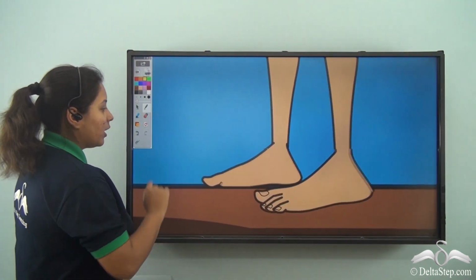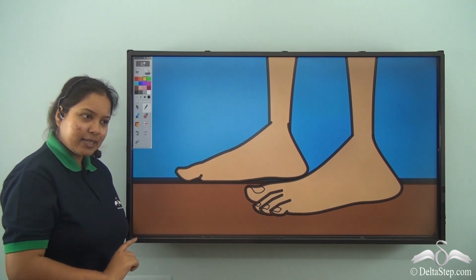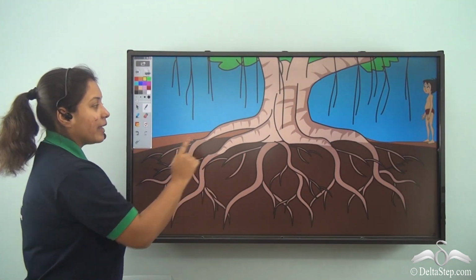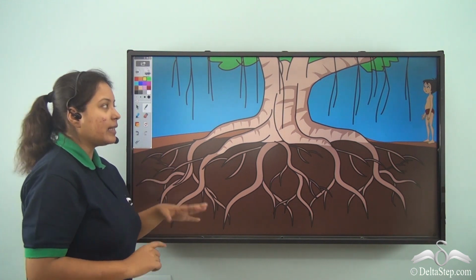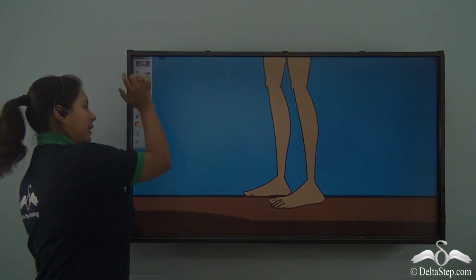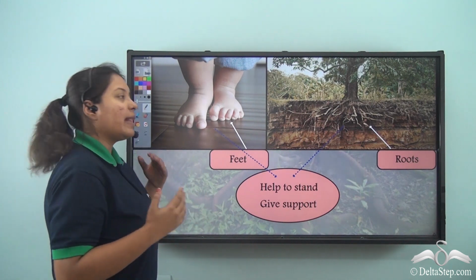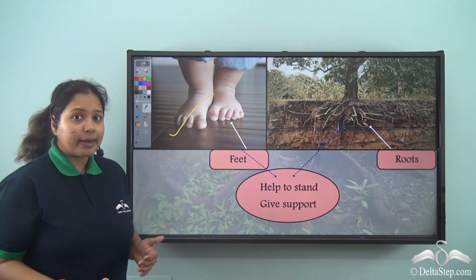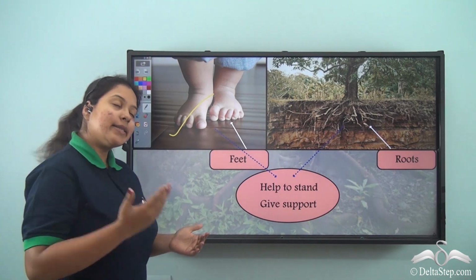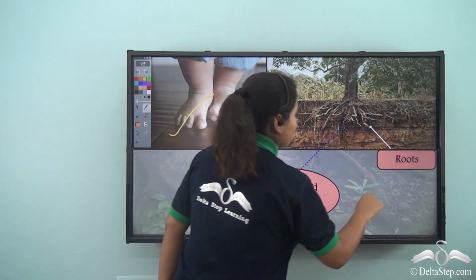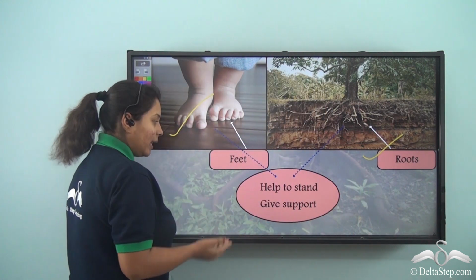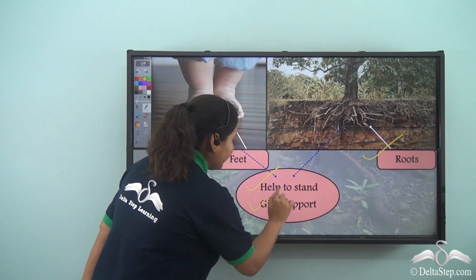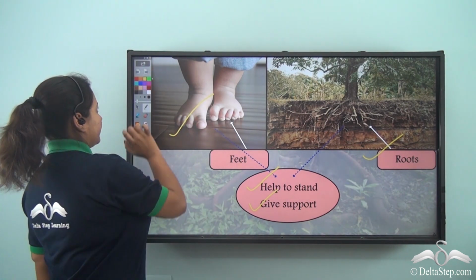Do you know what? He said Mowgli had feet just like you and me, whereas Banny was a tree. He had roots which were underneath and helped Banny to stand. So, just like we have feet which help us to stand, walk, run, dance or play around, similarly, the plants have got roots which help them to stand just like us and give them support as well.